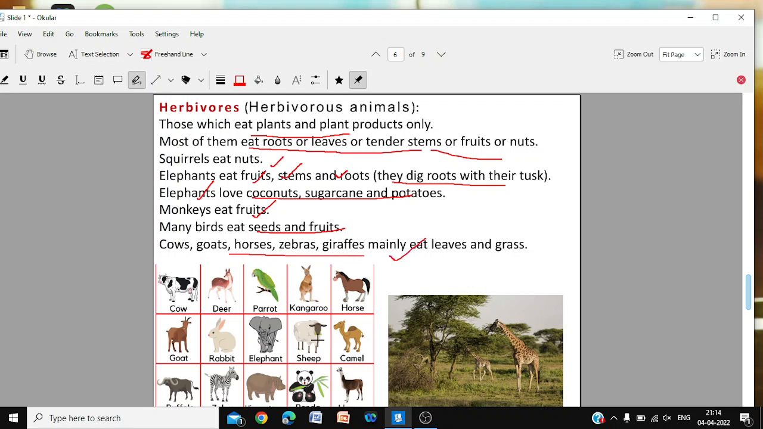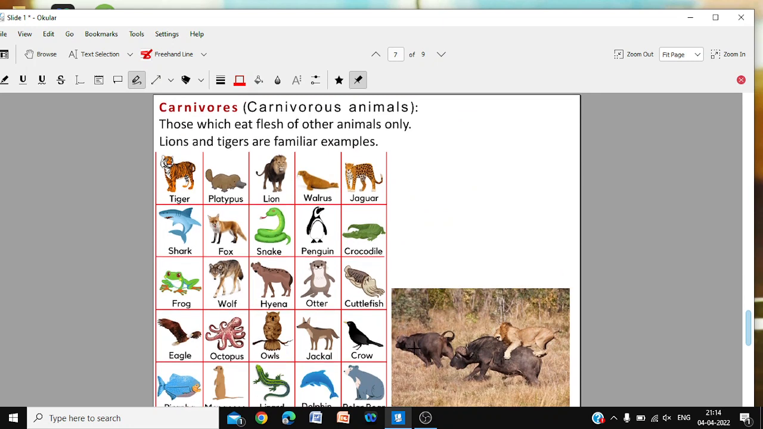So here we have a list of herbivorous animals: cow, deer, parrot, kangaroo, horse, goat, rabbit, elephant, sheep, camel. So these are herbivorous animals. Carnivores are carnivorous animals that eat flesh of other animals. They eat the flesh of other animals.